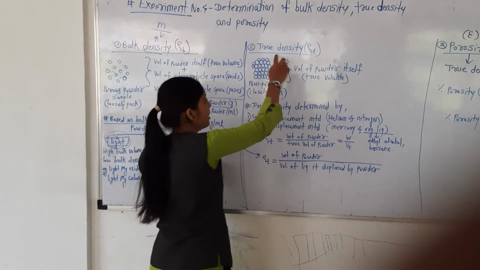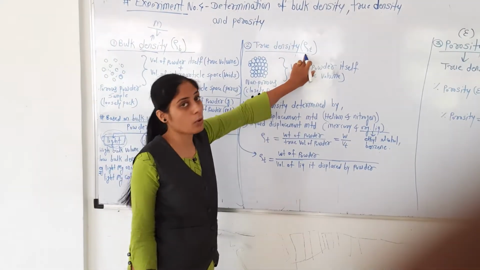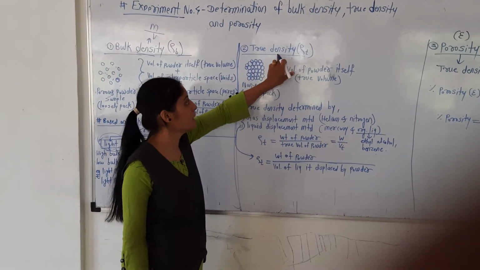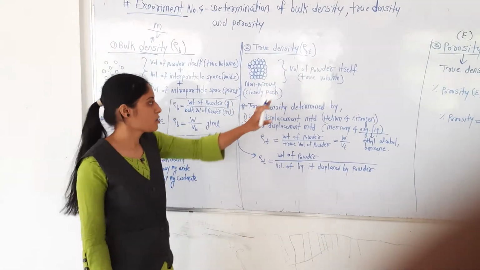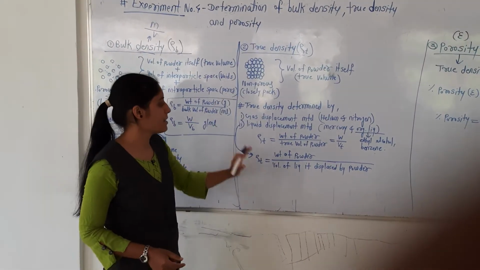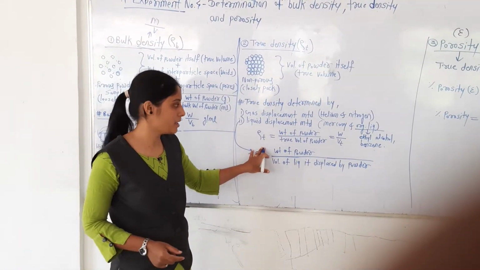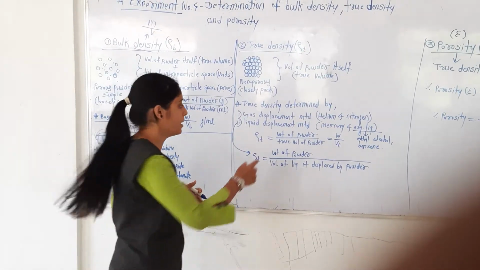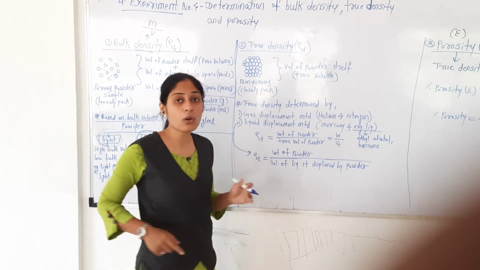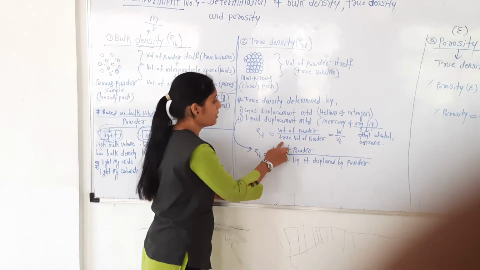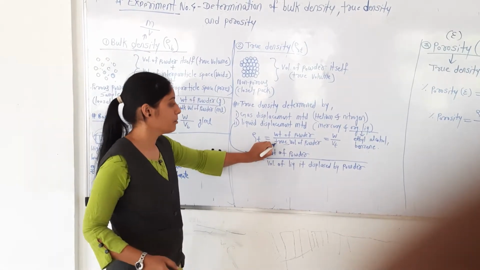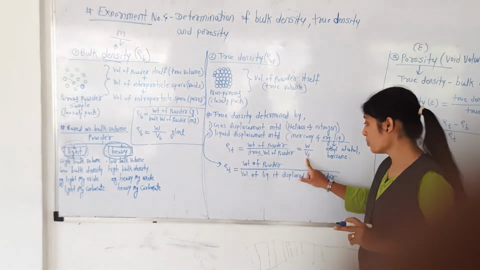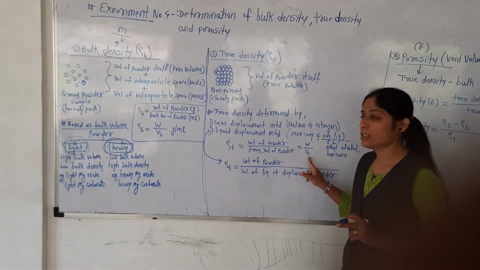For the determination of true density, the symbol is ρT. Rho means density and small t means true. So what is the formula of true density? For determination of true density, we use the weight of the powder sample. Whatever powder sample we take, we write its weight here, then divide by the true volume of the powder sample, Vt. Capital V means volume and small t means true volume. So W upon Vt.